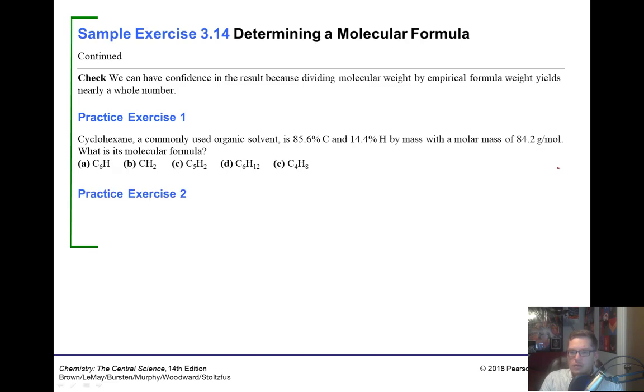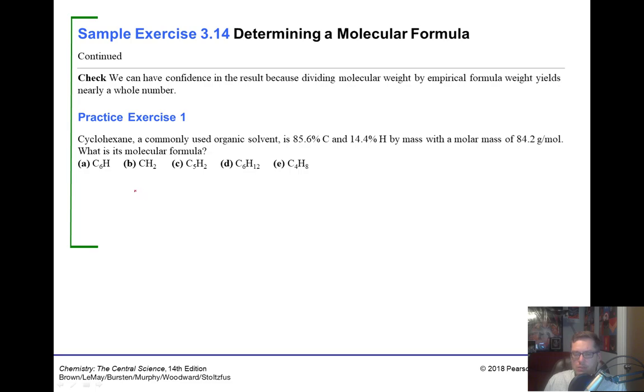All right. Let's do this guy here. Okay, all right, here we go. So we got cyclohexane. All right. So we've got 85.6% carbon and 14.4% hydrogen, and they give us the molar mass right here. So it's only got carbons and hydrogens, which is nice. So it's a little easier to do the empirical formula.